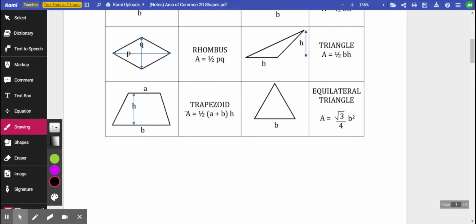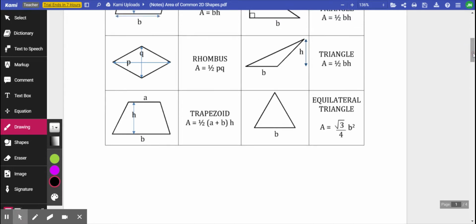And then finally, a trapezoid is 1/2 the first base plus the second base, times the height. The area of a trapezoid and area of a triangle are like the same, 1/2 base times height. The difference is that there are two bases here. There is a base which is labeled as A, and there's another base which is labeled as B. So there are two bases here. And then for an equilateral triangle, if you come across that situation, the area is the square root of 3 divided by 4 multiplied by b squared.